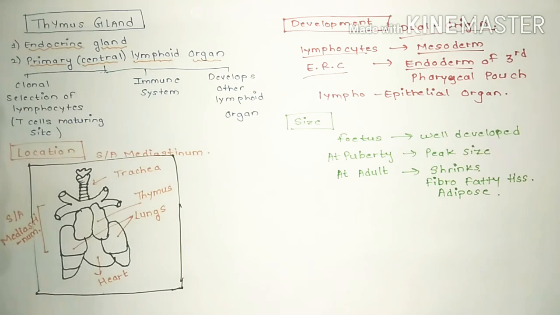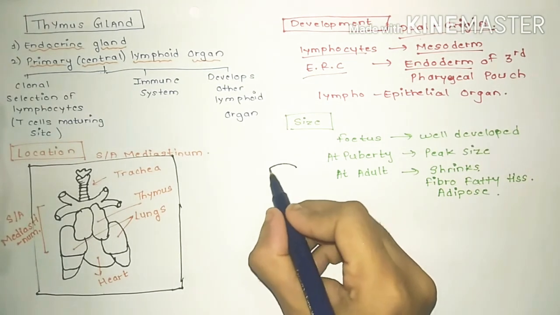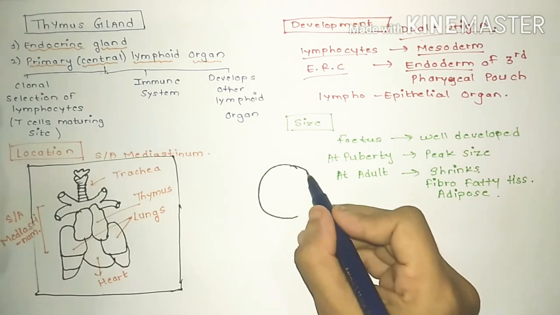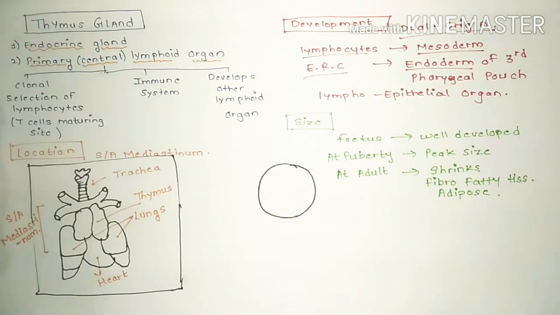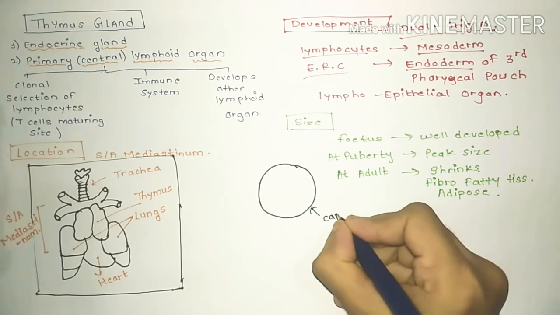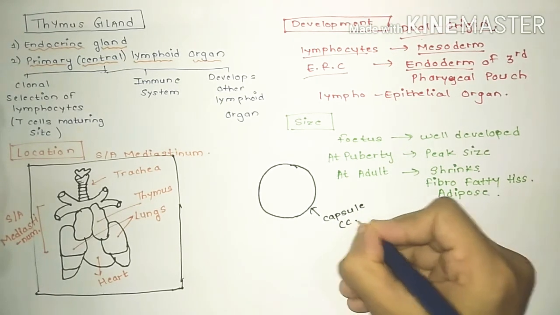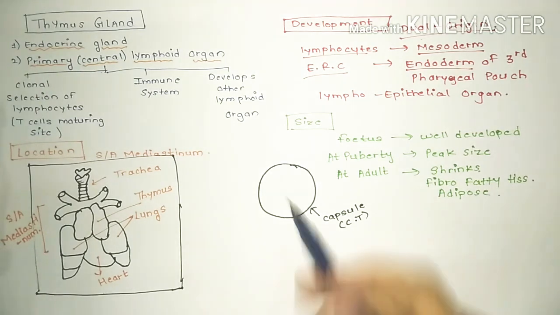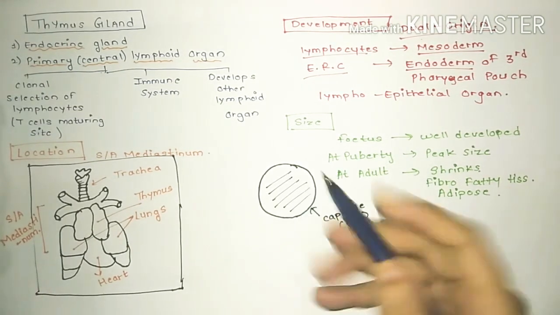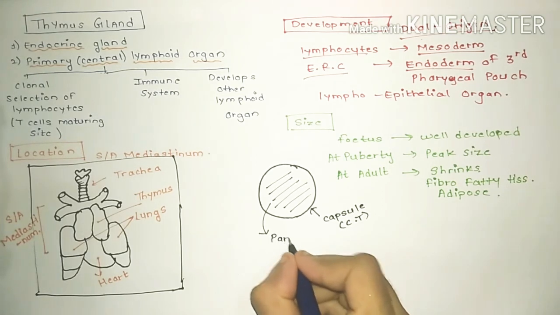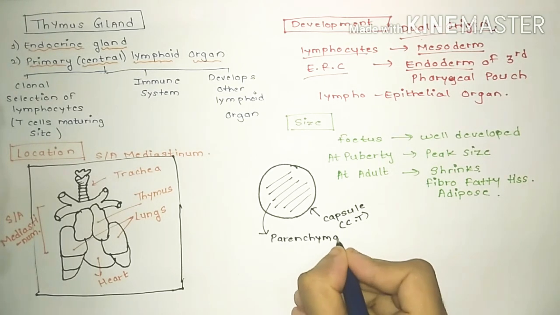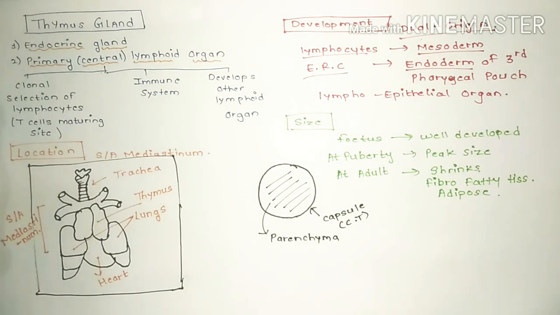So now what is parenchyma? We'll see it by diagram. So here is a section of thymus, and this circle outline is the capsule, which is made up of connective tissue, and the in-between part is parenchyma, which is filled by lobules, and it consists of thymic corpuscles, medulla, cortex, epithelial reticular cells, and lymphocytes.